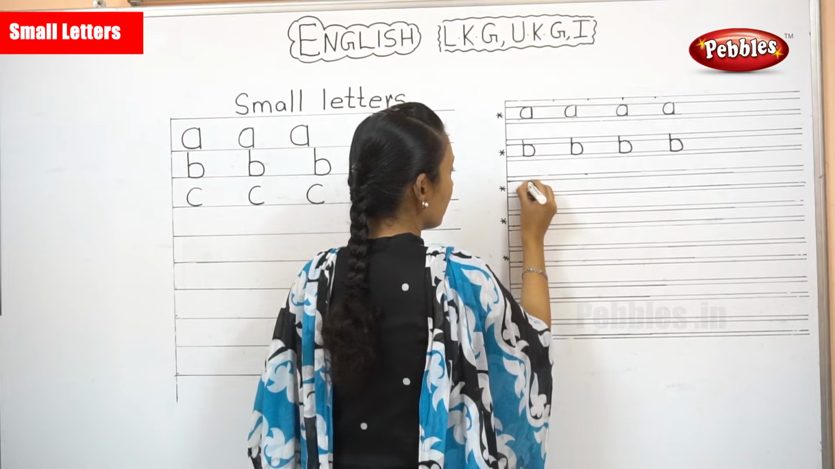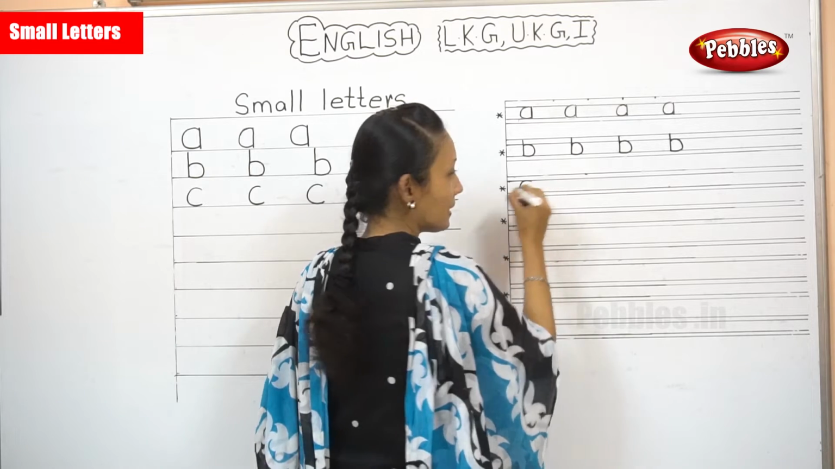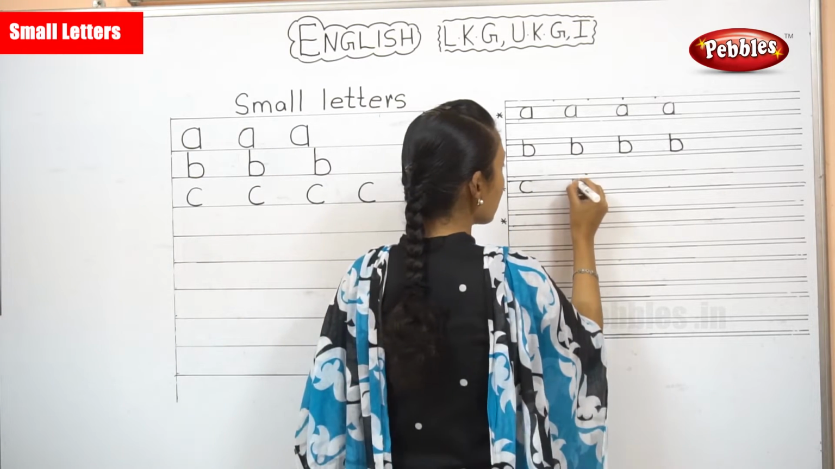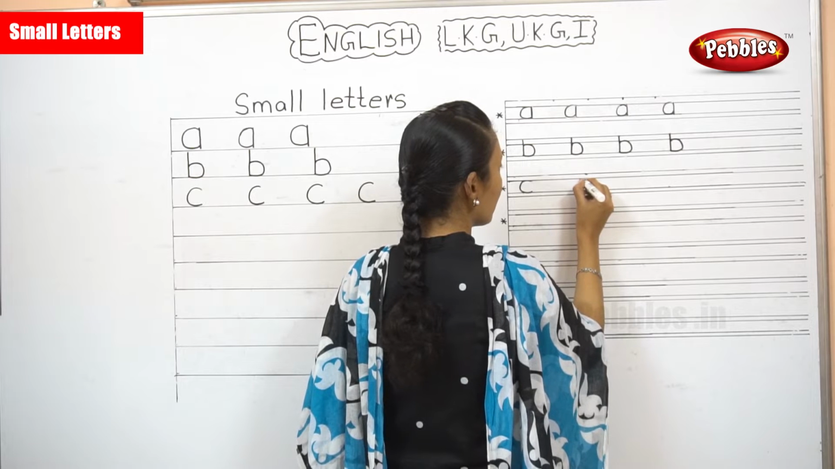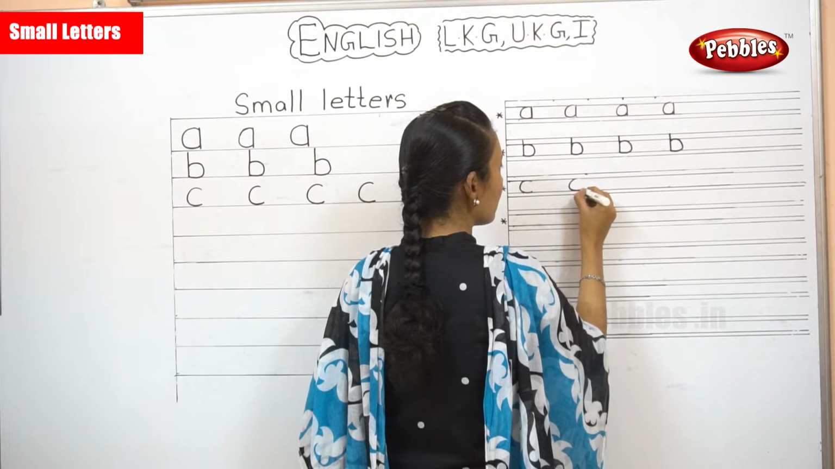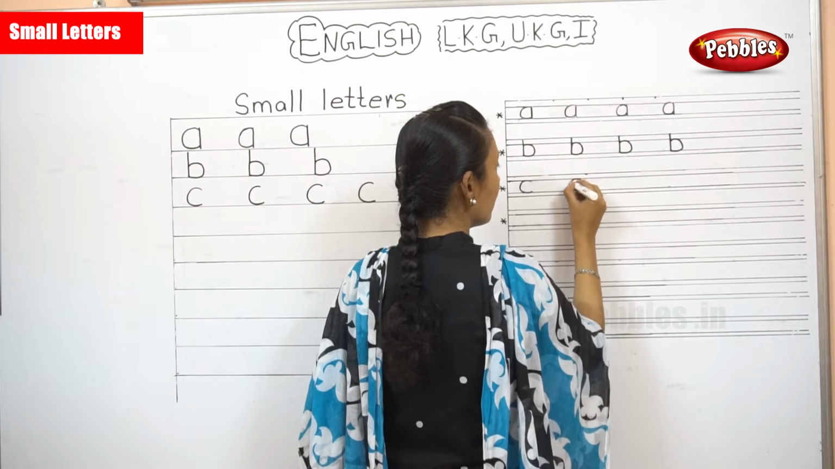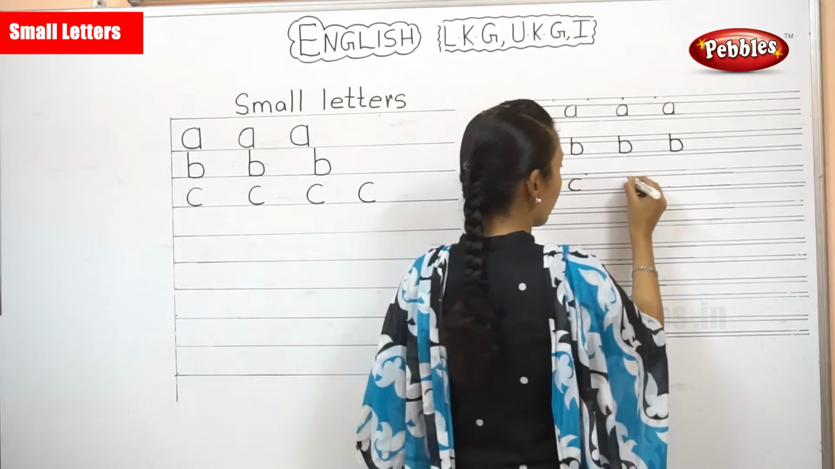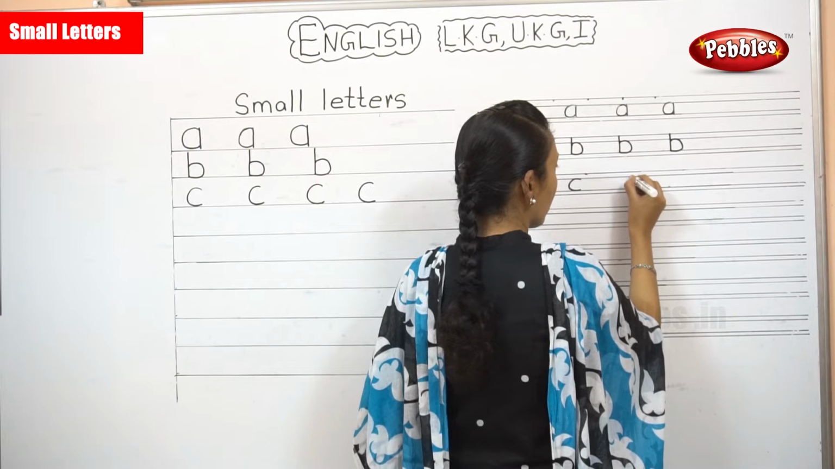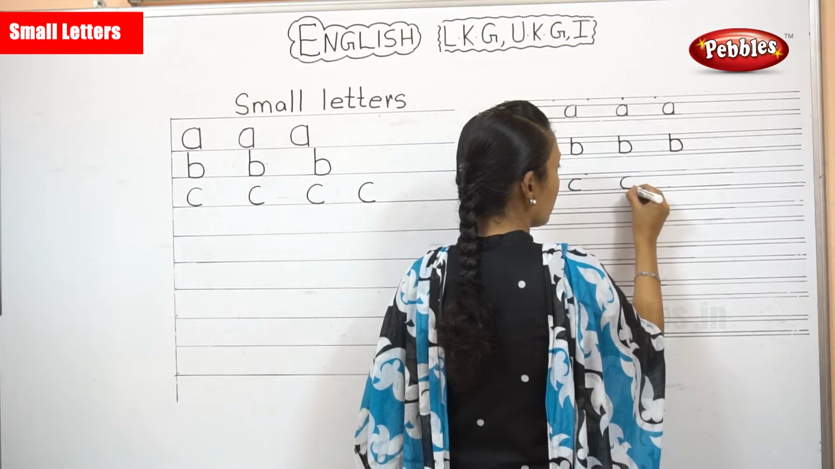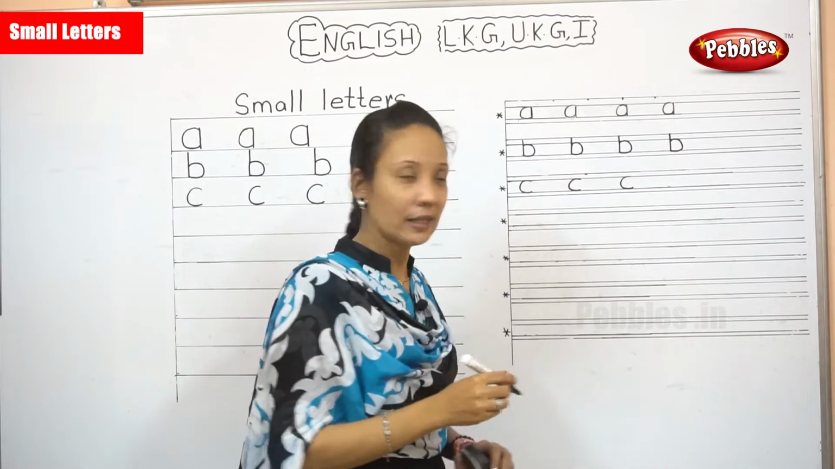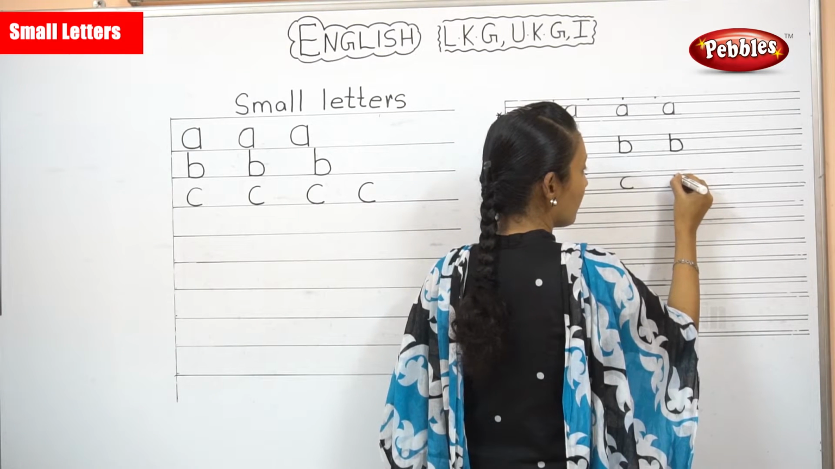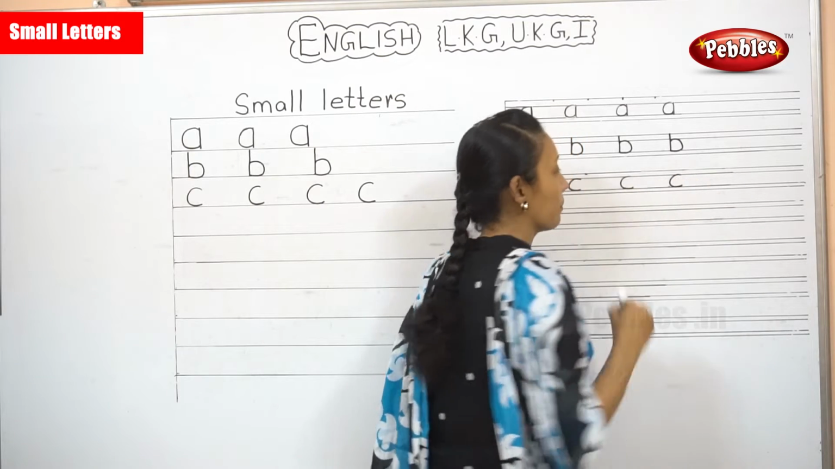You start. C. What alphabet is this? Yes, C, small c. Again, this is easy, a simple curve. This is small c. Once more, small c. You need to write it into your second and third line C.